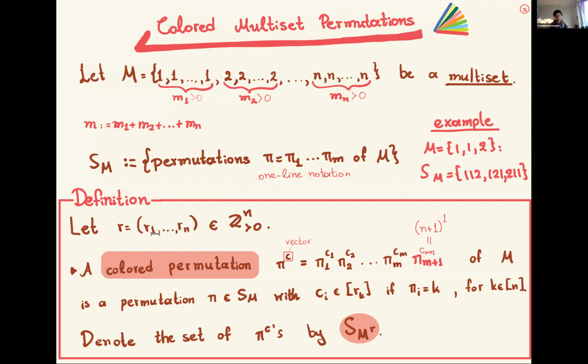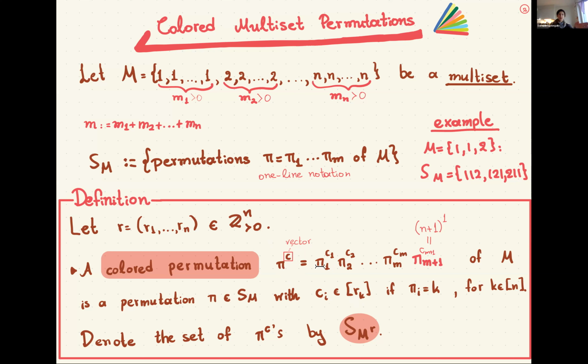Great. So now with this, if we have such a vector, a color permutation will be similar to a permutation, but with a vector here, the vector of colors, that is a choice of some entry between 1 and r_k for each k.